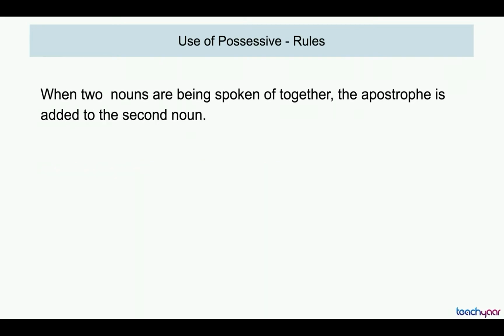Sometimes two nouns are spoken of together. In that case, the apostrophe is added to the second noun. Here also you have to understand the sentence. See this example: Neha and Veena's dance performance was a treat for sore eyes. What are we talking about? We are talking about a dance performance, and two girls gave a dance performance. Who are the girls? Neha and Veena. They must have performed together, so we are talking about the two girls together, because they performed together.